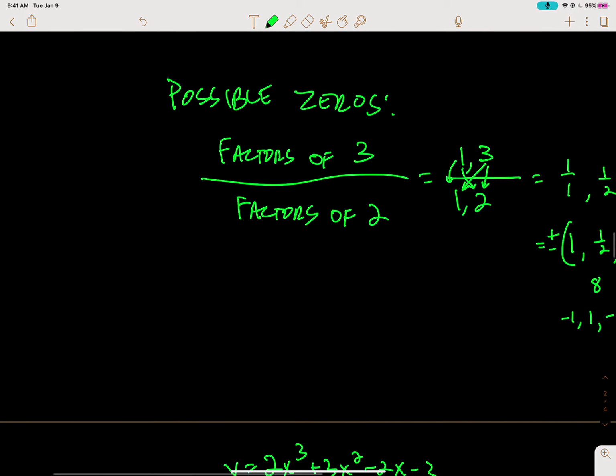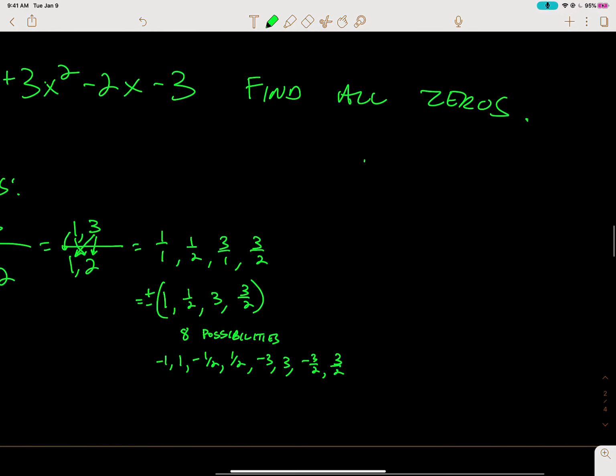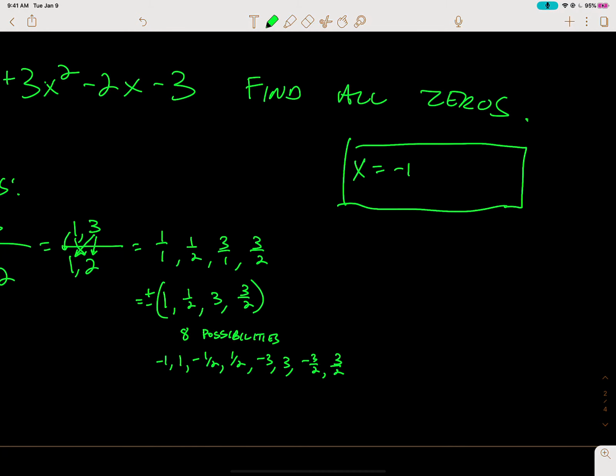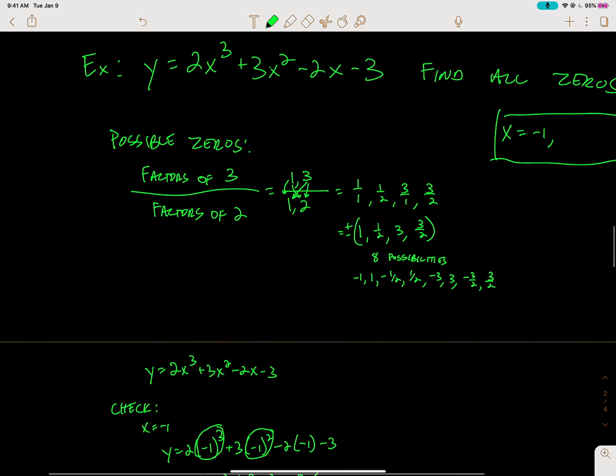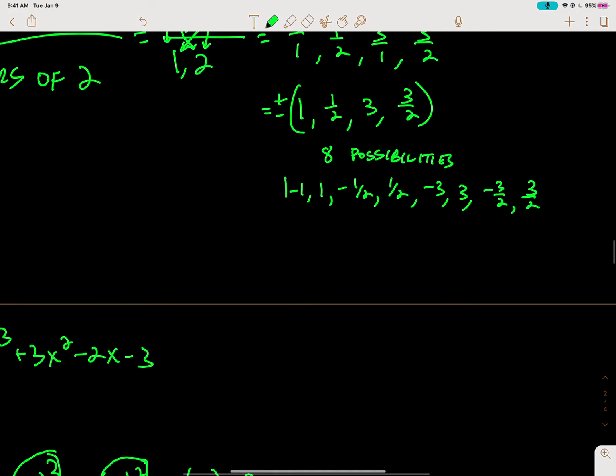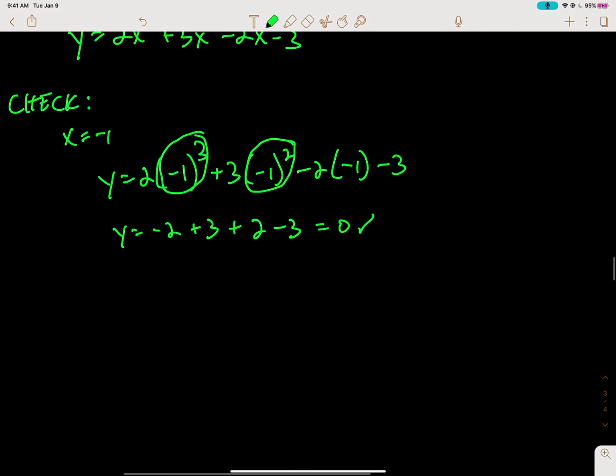I'll start making my list. It said to find the zeros, right? X equals -1. This is our answer. How many will it have? It can have up to 3. So there's our first one, -1. So it was good. Let's try 1.